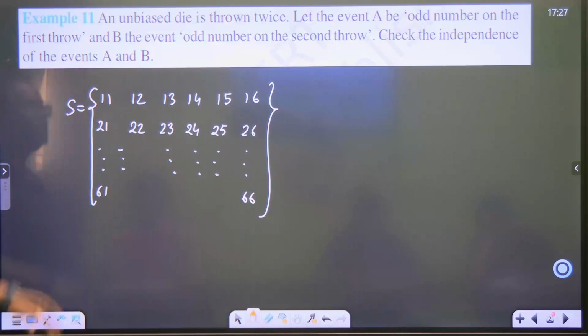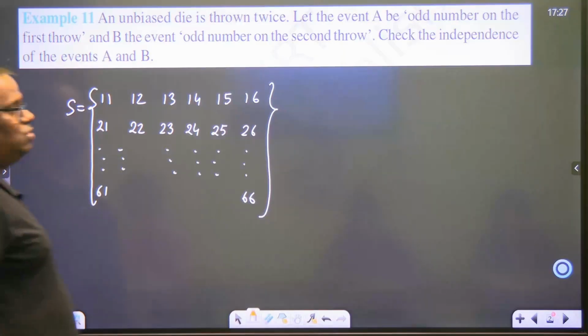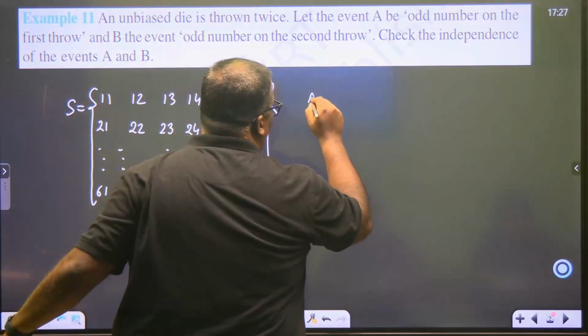Okay, let's try and understand. A is the event, odd number on the first throw. So look for A.